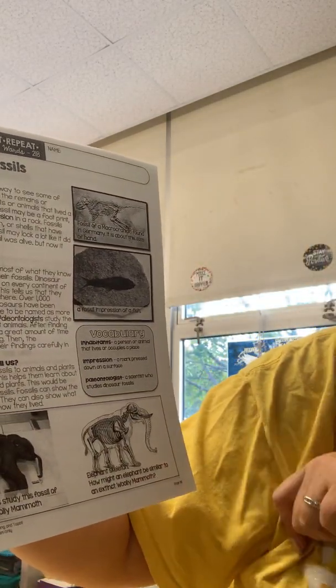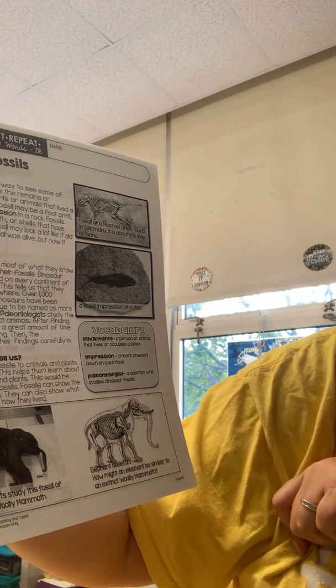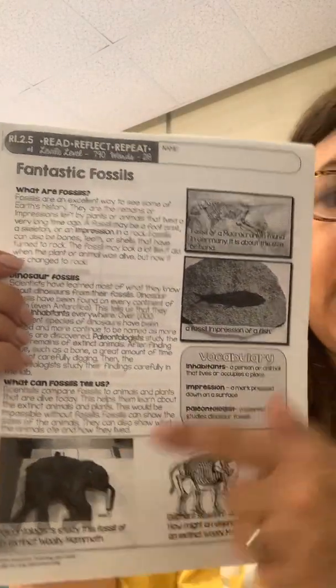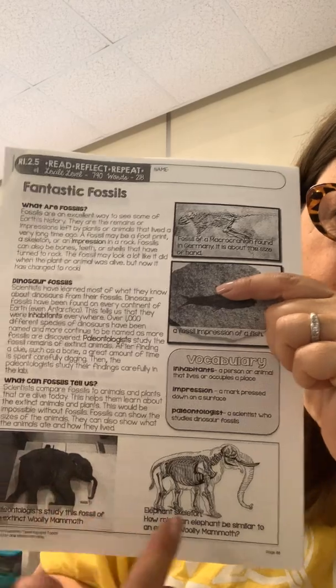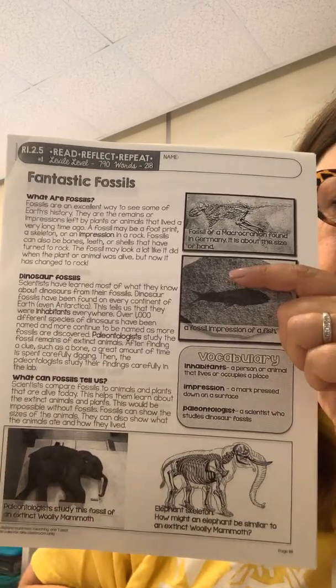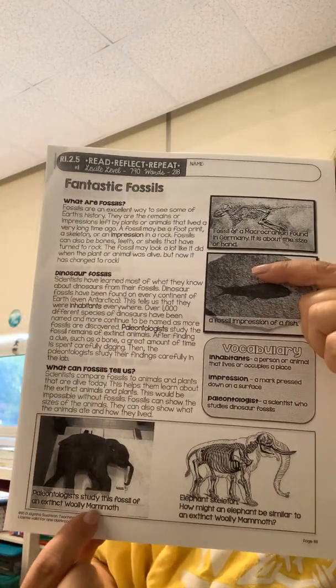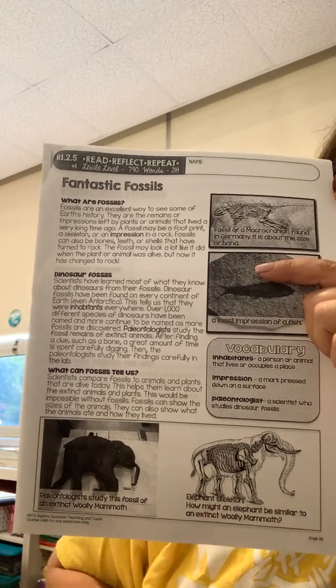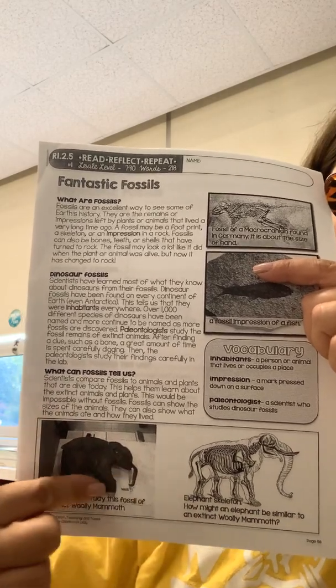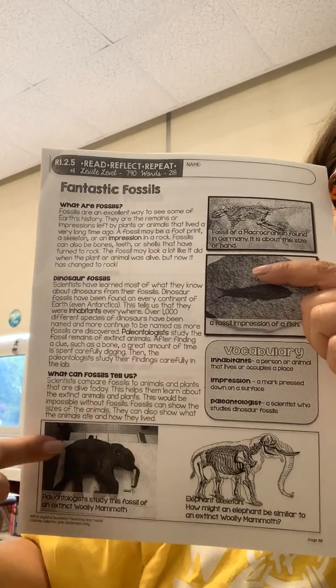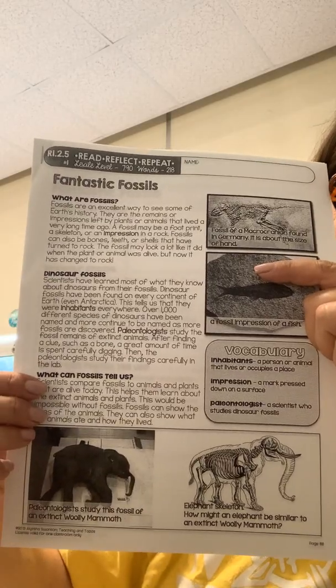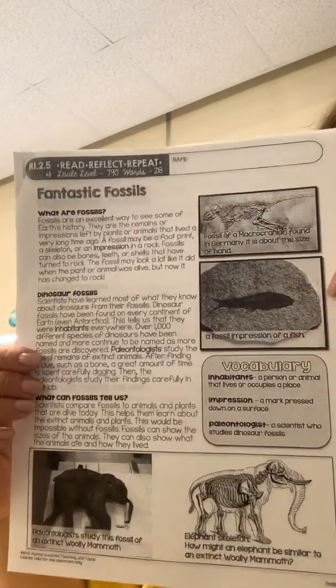Here is an elephant skeleton. How might an elephant be similar to an extinct woolly mammoth? Take a look at that. Do you see anything that might make them similar? I like how the caption at the bottom is asking us to compare. I see 4 legs, trunk, tails. Their build looks very similar.